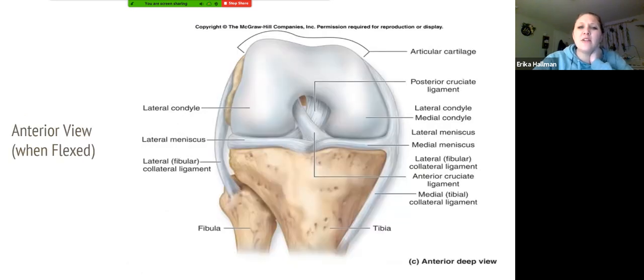If we look at the anterior view, now this is the anterior view when it's flexed. So this is a bent knee looking at the very bottom of the femur. So the femur on top here, that would be the bottom part of the femur. Those are the two condyles. And we can see when it's bent back, here is the ACL and here is the PCL. All right, so you can see that all of those kind of help stabilize the knee.